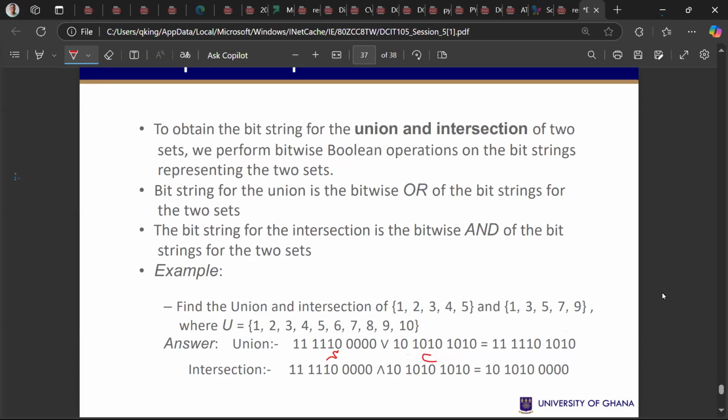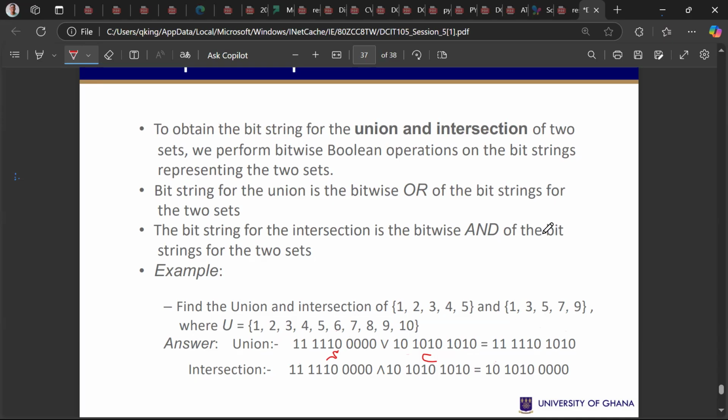Okay, what's your opinion? No, you see, for the intersection, 1 intersection 1 should be 1, and 1 intersection 0 should be 0. That's what I'm saying. For the union, 1 union 0 should be 1. Yeah, by that he's on track.